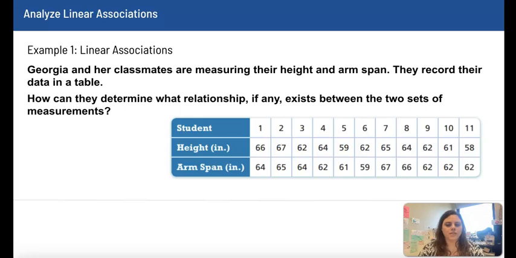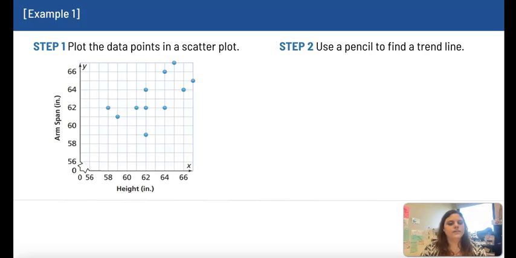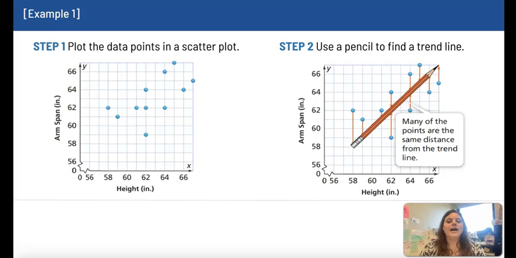Well, we know that to determine a relationship, we can make a scatter plot. So we'll plot the data points in a graph like this, and we can already start to see some type of trend. But because we are looking at linear information, or it looks like it's making a line, we can use our pencil and lay our pencil on the graph to see what the trend is. As you can see from this picture, if we lay our pencil on the graph, many of the points are the same distance from that trend line. That tells us that this is a pretty good approximation of what a line through this data would look like.